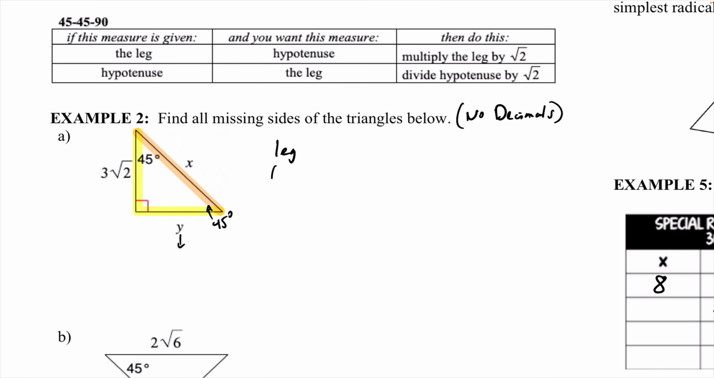So leg y, how do I find that? I don't have to multiply times anything. It's just the same as the other leg. The 2 legs are always the same. Okay? Now the hypotenuse, which is x.